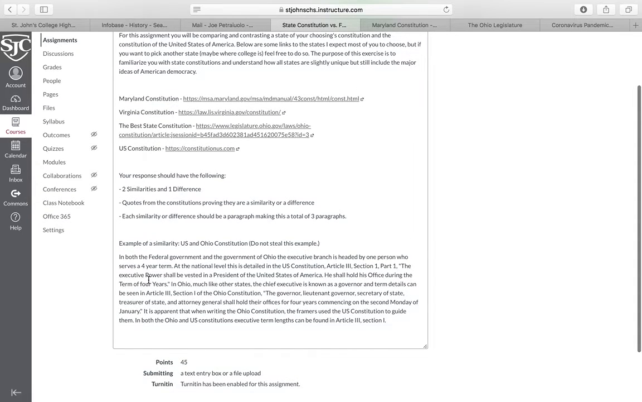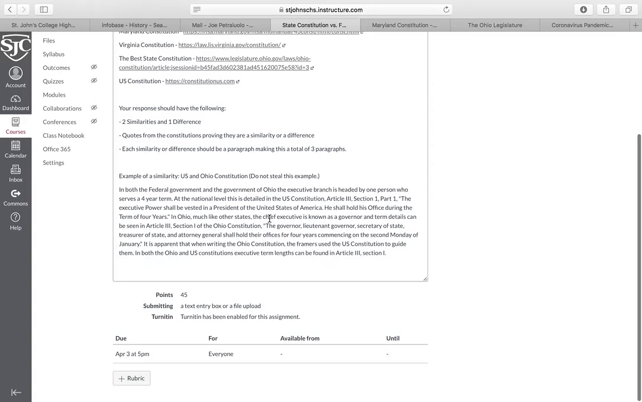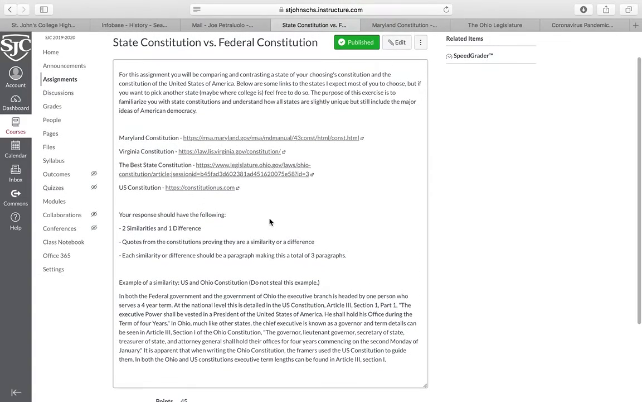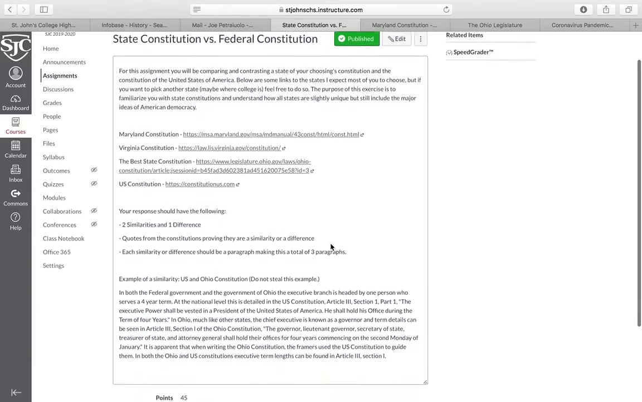So anyways, that's what you're doing. You're basically going to do this 3 times, except one of them should be a difference and 2 should be similarities. All right, so I included that. Please make sure you come up with some sort of concrete detail for your similarity or difference.